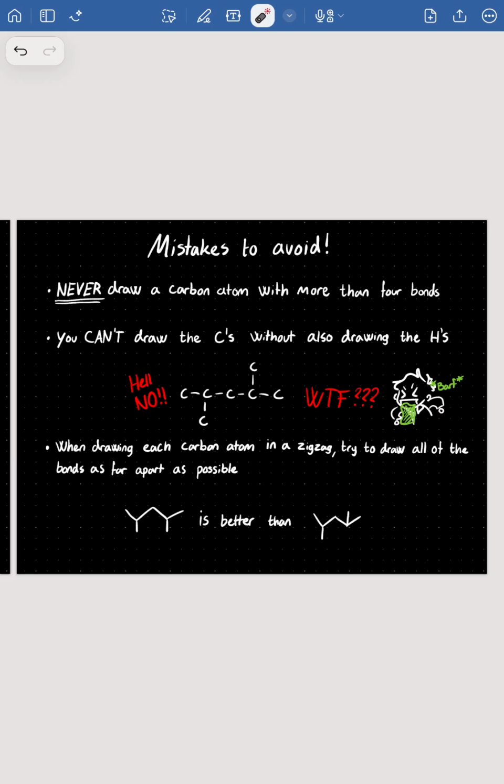Number 2, mixing drawing styles. You must pick one style. Draw all carbons and all hydrogens, or draw a bond-line structure with neither. You cannot draw carbons but hide hydrogens. Like this one. What the hell is this? No. That drawing is incomplete and incorrect. And that's so illegal, it's like wearing socks with sandals. Like, don't do that. If your TA saw that on your assignment, they will literally kick you out of the lecture. Don't do that.